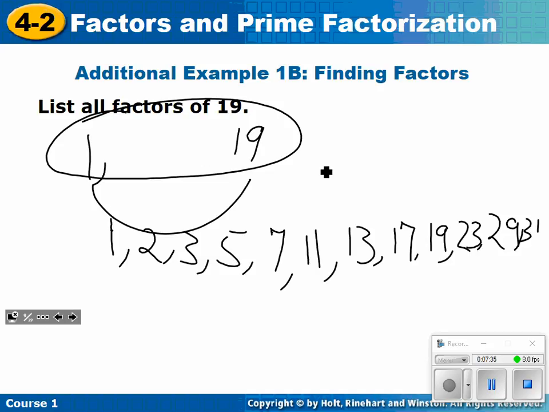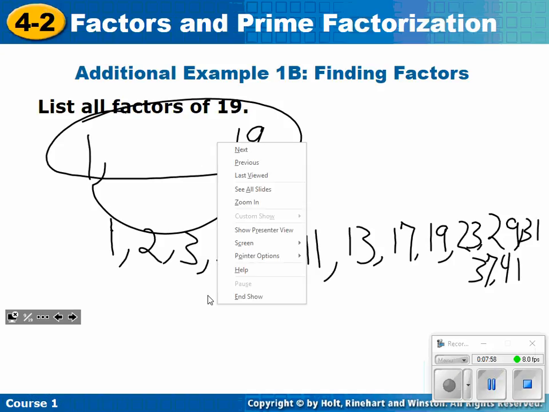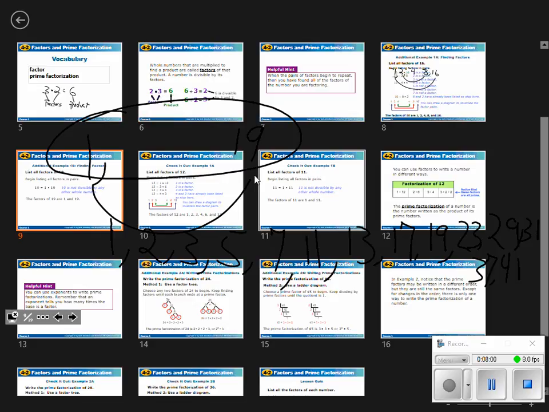The next one is 31. 33, no. 35, no. 37. Not 39, not 41, or 41. 41. Okay, and so on. Anyway. Whew. That's a lot.